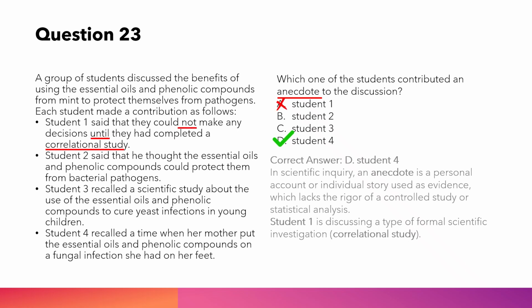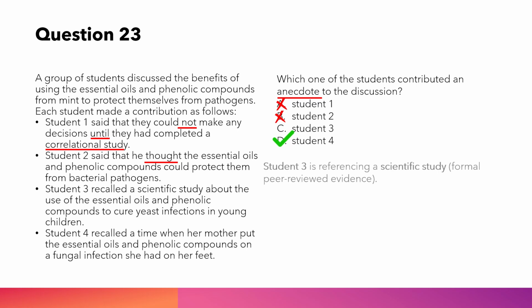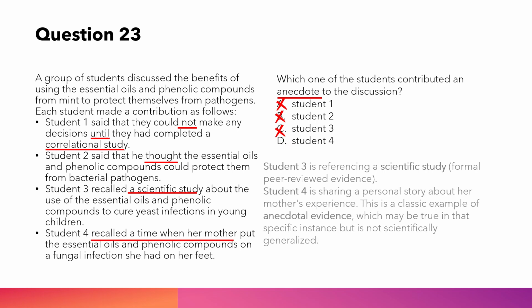Student 1 is discussing a type of formal scientific investigation, correlational study. Student 2 is stating a hypothesis or opinion. Student 3 is referencing a scientific study, formal peer-reviewed evidence. Student 4 is sharing a personal story about her mother's experience. This is a classic example of anecdotal evidence, which may be true in that specific instance, but is not scientifically generalized.